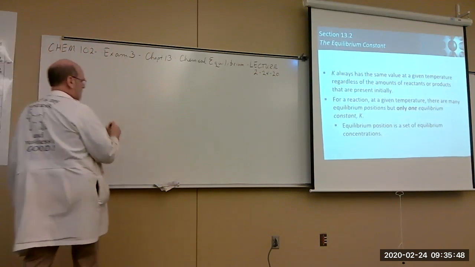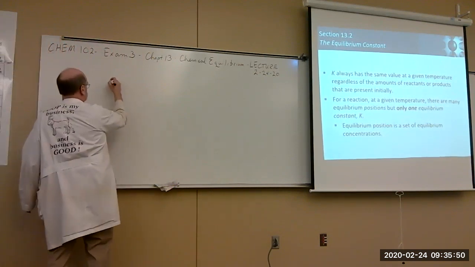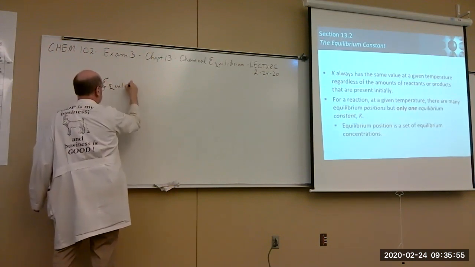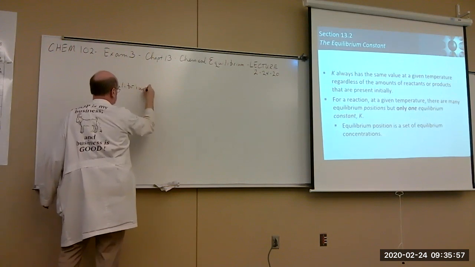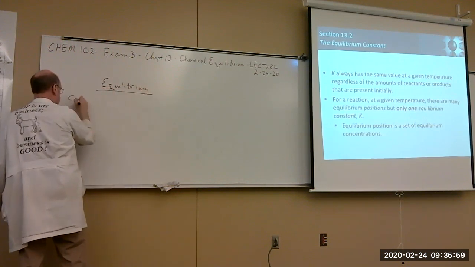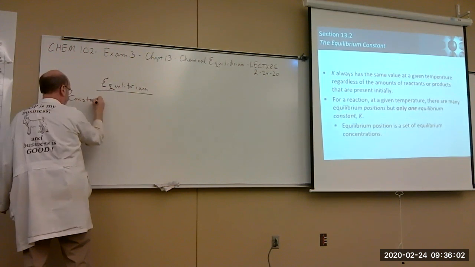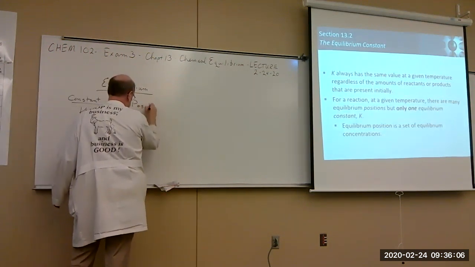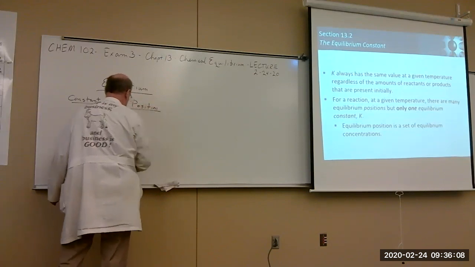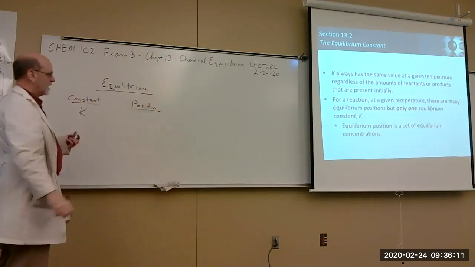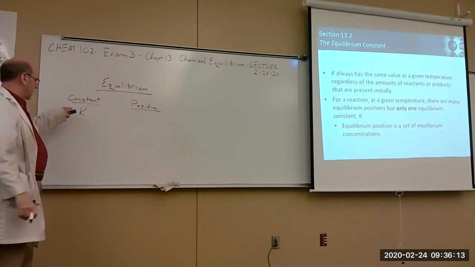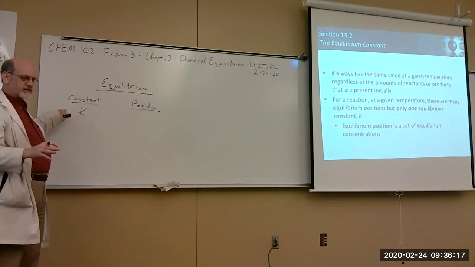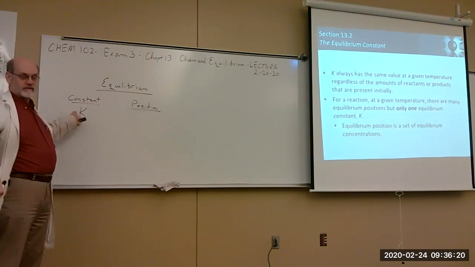Now, I need to draw a distinction between equilibrium constant, or K, and equilibrium position. For a given temperature, this value is constant. That law of mass action fixes this value for that temperature.